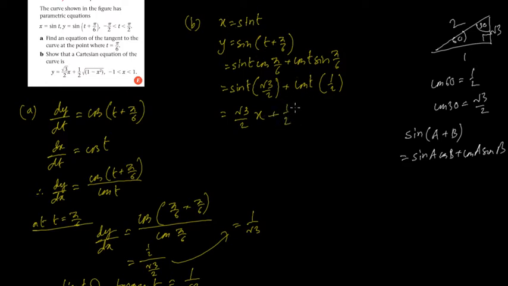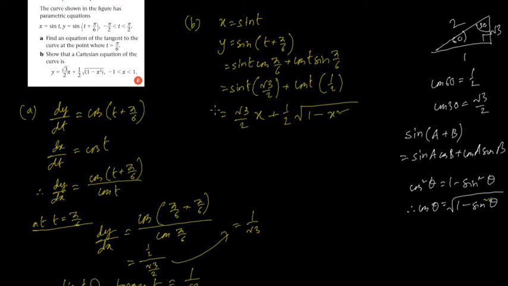Now what is cos t? If you think about this, cos squared theta is 1 minus sine squared theta. So if I send the square to the other side as a square root, I can write the square root of 1 minus sine squared theta. So instead of cos t, we can write the square root of 1 minus sine squared t. Sine t is x, so sine squared t is x squared, which gives 1 minus x squared. So if you check, root 3 by 2 x plus half square root of 1 minus x squared. So that's the Cartesian equation.